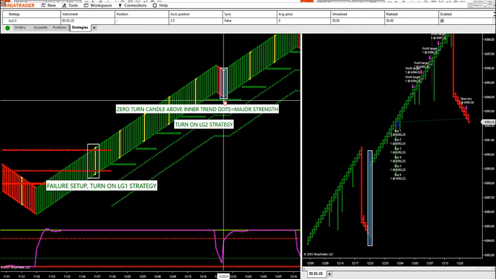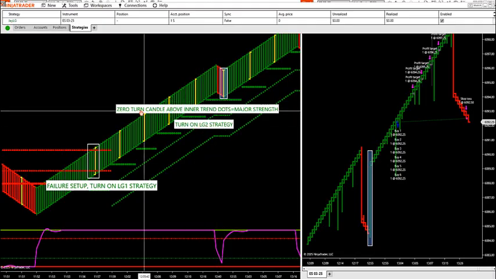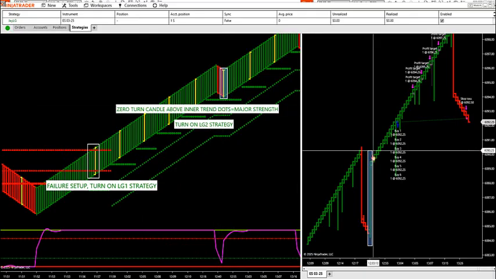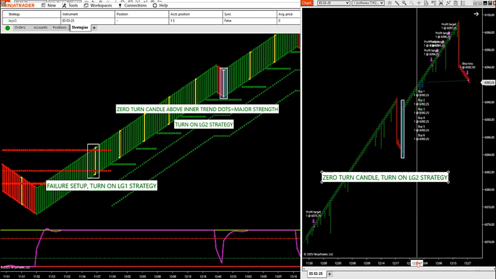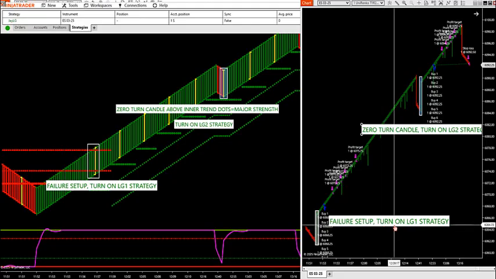The zero candle, so that's the strongest position you're going to have in the market when you're above my inner dots. So that's how it's called an LG2. So a zero turn candle above inner trend dots. I went over this yesterday when the market was moving. Got it in.